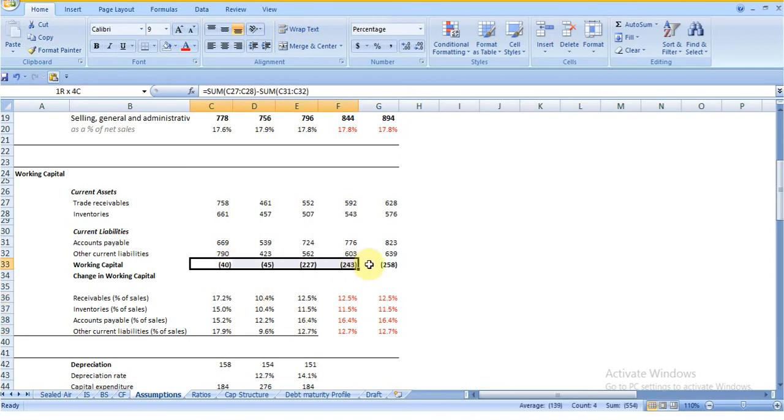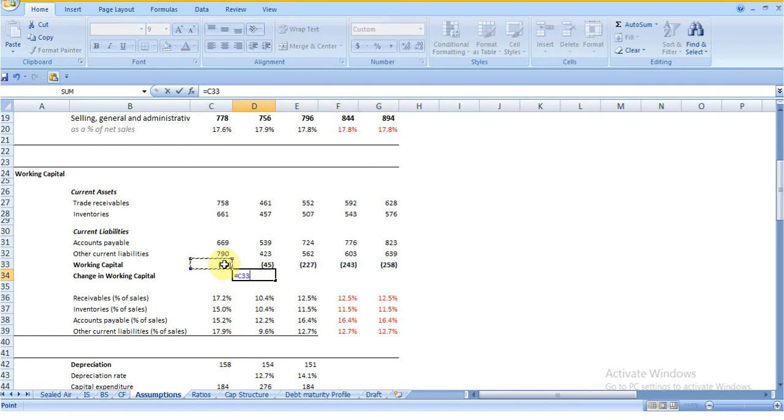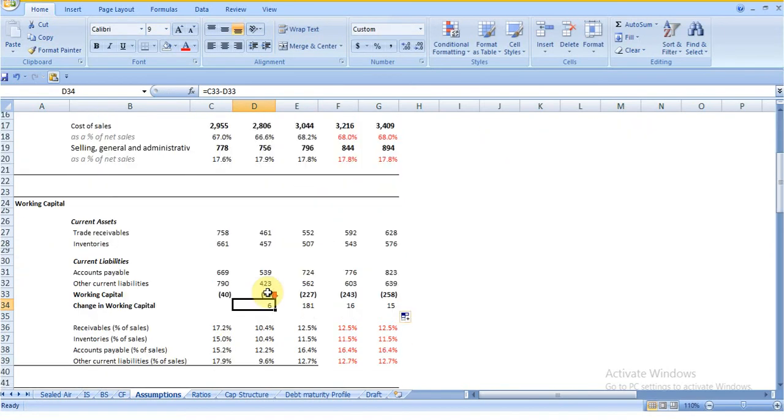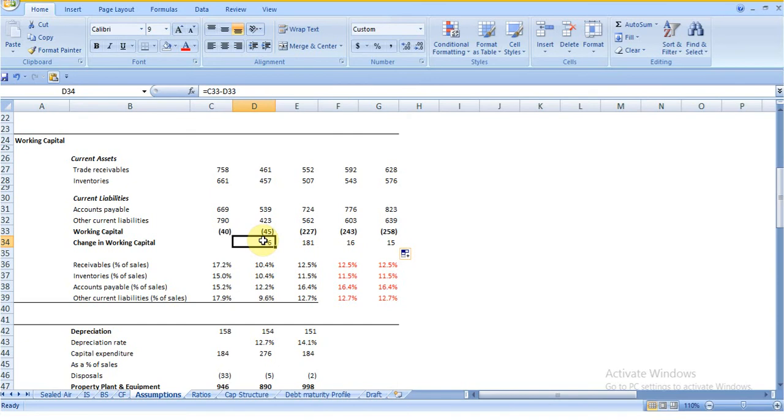Now I can also calculate here the change in working capital. Change in working capital is nothing but a figure which shows whether the change in working capital is a source or a use of money for the company. For example, here in 2016 it is positive 6, in 2017 it is positive, and then 2018 and 19 also it is coming positive. What does it show?